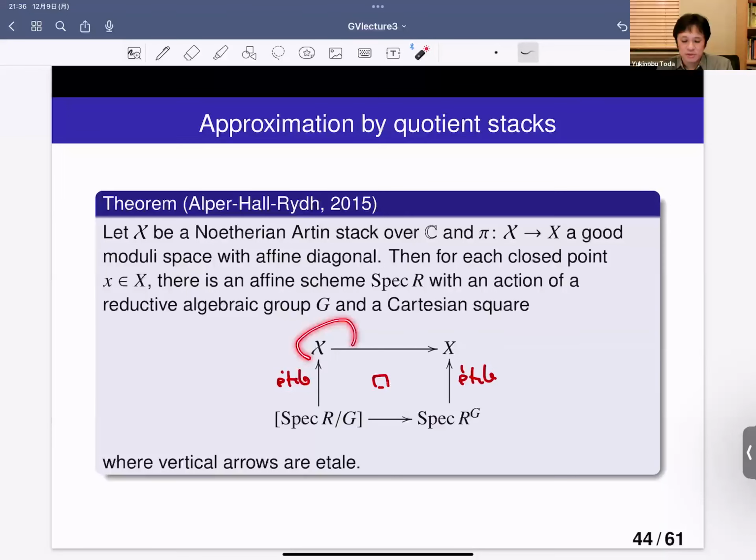So in general, there are many stacks where X is not given by a quotient stack. But if we know that it is given locally by a quotient stack, then in many situations we can reduce the question to this case. So in this way, this is a very strong result.